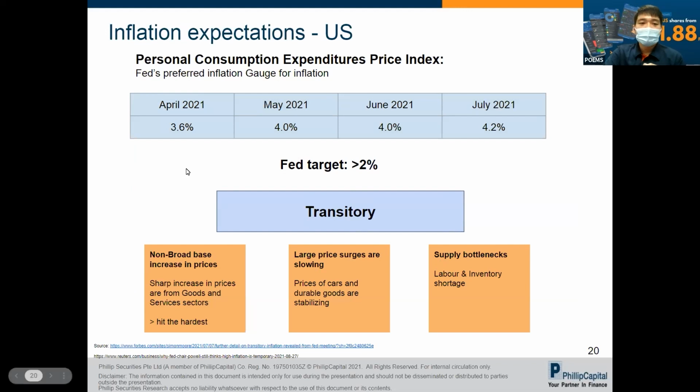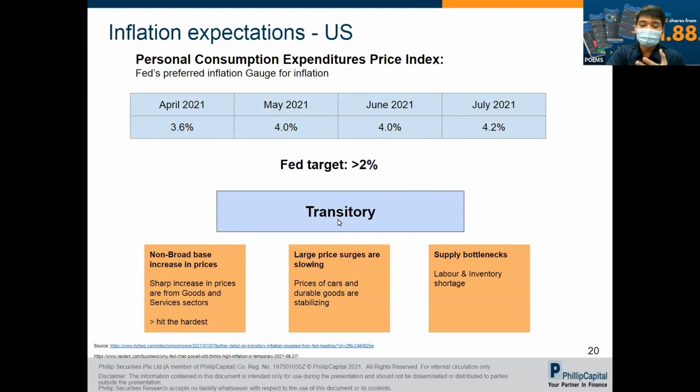Based on this price index from April to July, it has been increasing steadily, from 3.6% in April all the way to 4.2% in July. This is way above the Fed's target of 2%. But the Fed still thinks that inflation is transitory, meaning it won't stay for long.